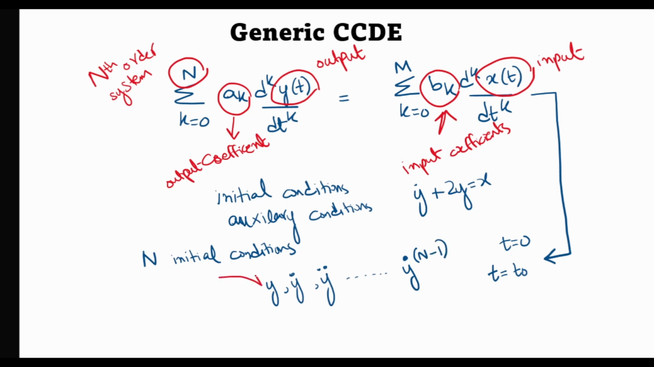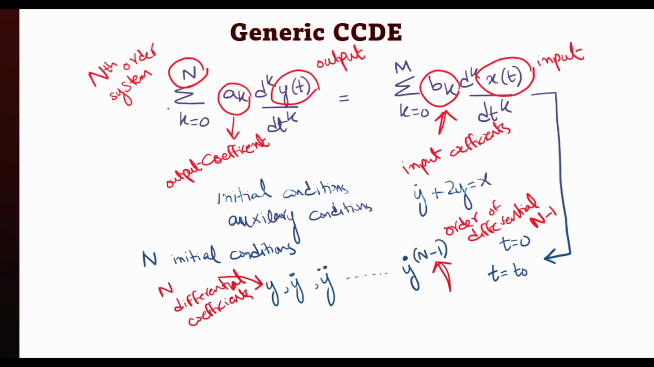So we would require n differential coefficients, and the order of differentiation would be 1 less than the order of the system.